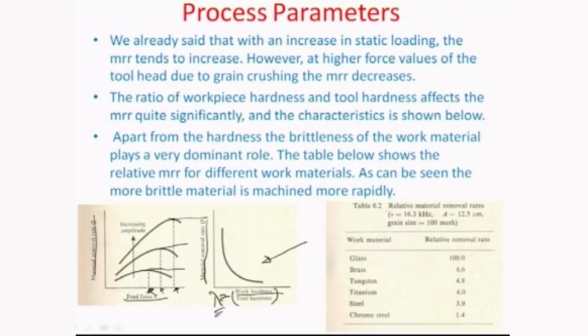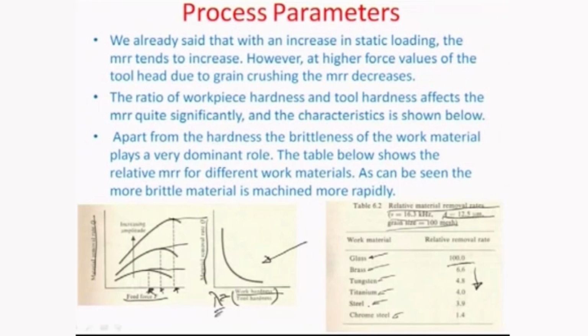These are some of the relative material removal rates for a frequency of, let us say, 16.3 kilohertz of the vibrating tool head, an amplitude of 12.5 micrometers of the vibrating tool head, and a grain size of 100 mesh. You can see that for different work materials, for more brittle materials like glass, the material removal rate is very high, which effectively means that the work hardness by tool hardness is lower in this particular case. And if the material is more ductile in nature, going slowly on a higher and higher scale, you can see the MRR reducing because of the change of material.